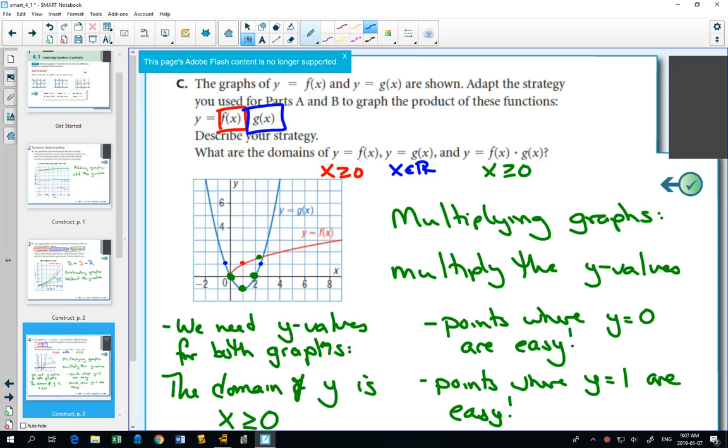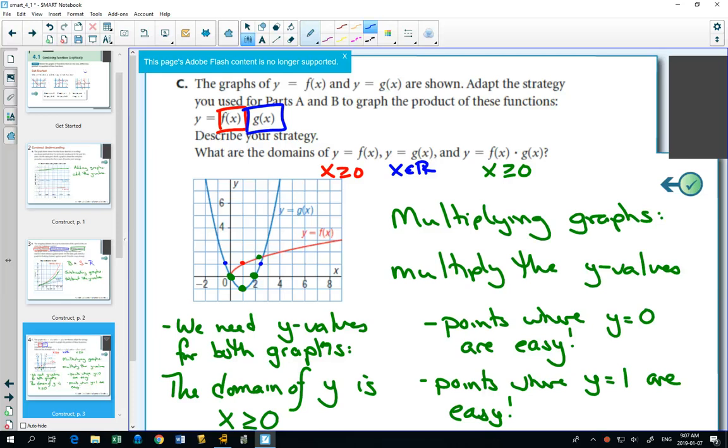So one of the things that you can do is points where y is equal to 0 are easy. Points where y is equal to 1 are fairly easy, a little bit more complicated. We found out that our y values have to exist for both graphs. The domain of, that's a very fancy of. That is also fancy of, but a little bit more legible.